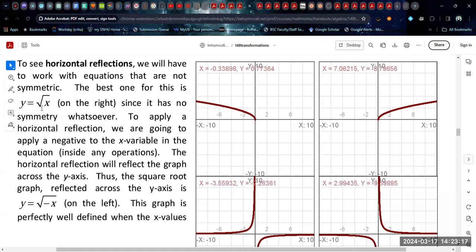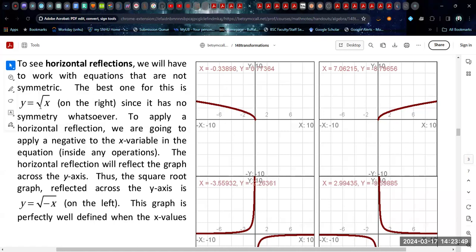So the nice thing about the square root of x function is that it has no symmetry at all. It's not even, it's not odd. And so it's going to show all of the reflections to be a unique version of the graph. So we're going to start with horizontal reflections. And the idea behind horizontal reflections is we're going to take our x and replace it with minus x. So it's the same test that we do to test for symmetry, but now we're just actually permanently putting it into the function.